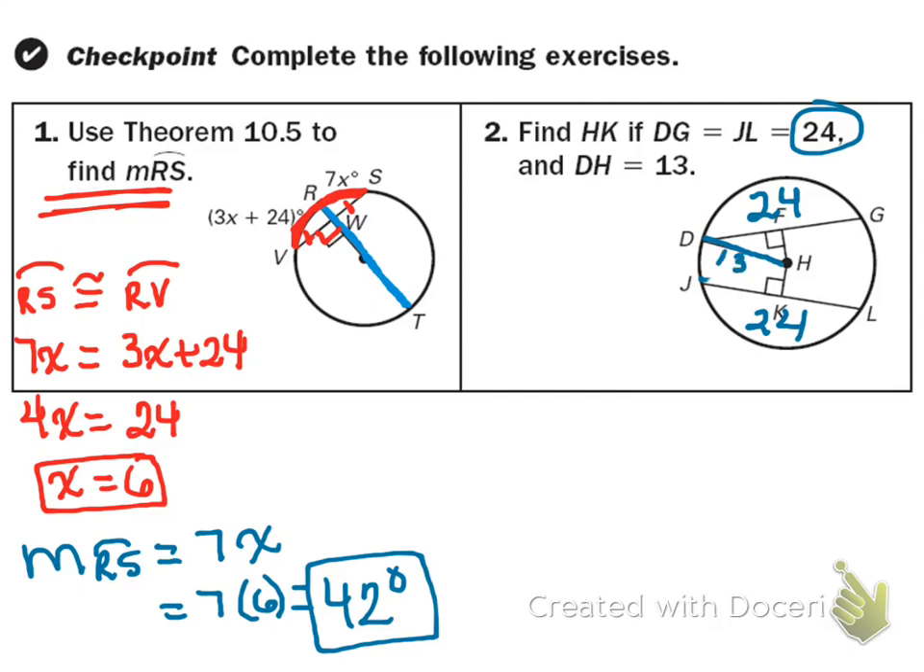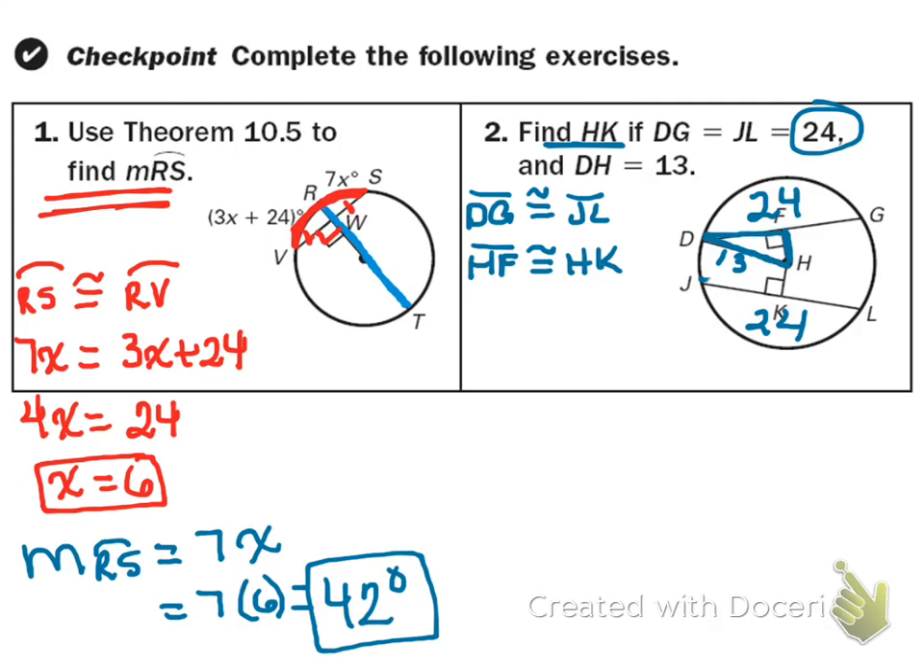Okay. Because the two chords DG and JL are congruent to each other, from theorems discussed in this lesson, we know that if two chords are congruent, then they are equidistant from the center, which would mean that HF is congruent to HK. We're being asked to find HK. If we knew HF, we would be able to find HK because they would be the same measure.